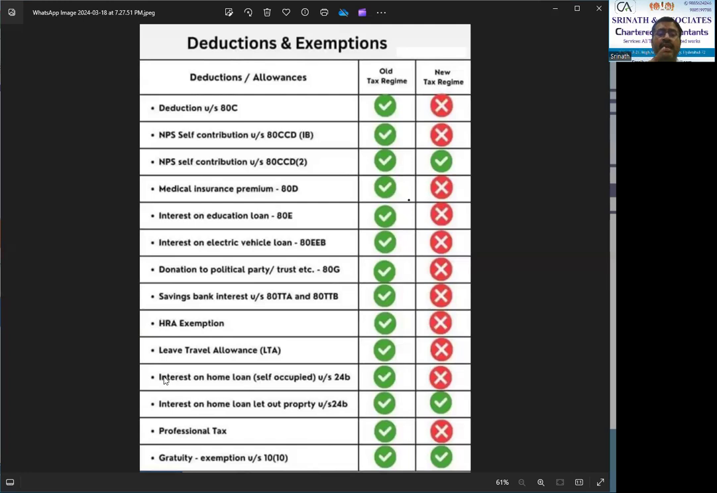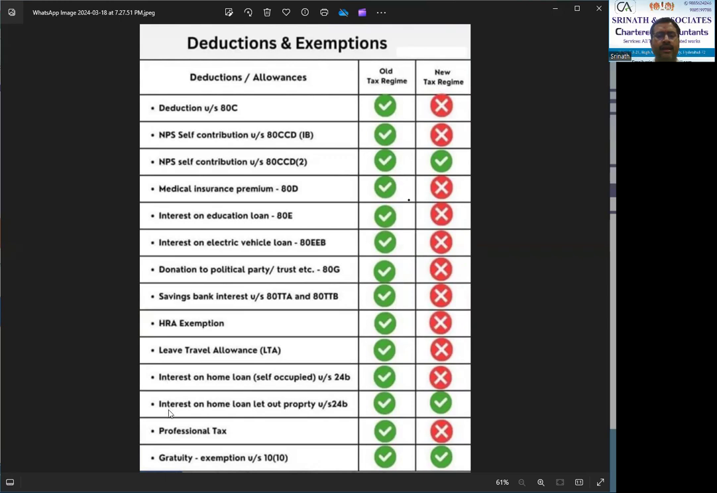Whereas if the loan is taken for a property which is let out, from which you get some rental income, such interest on housing loan will be allowed as a deduction under both the old scheme as well as the new scheme. Please be careful with this one. Don't get carried away by someone else saying something else.